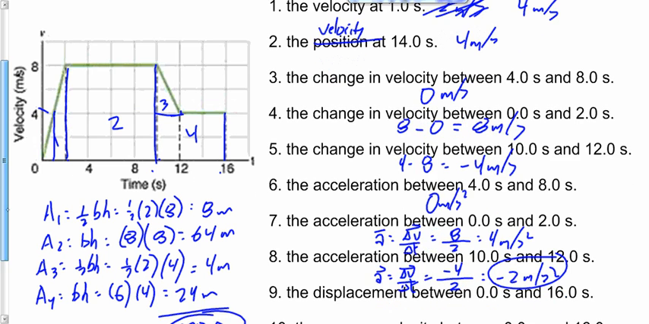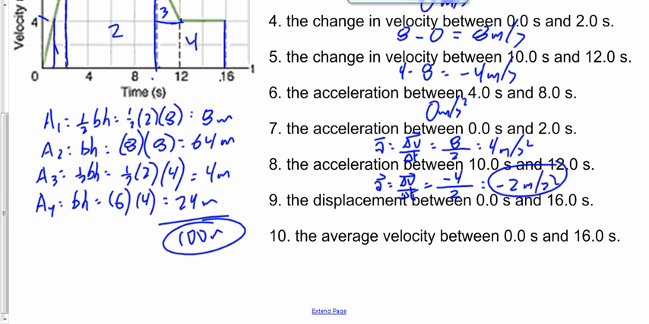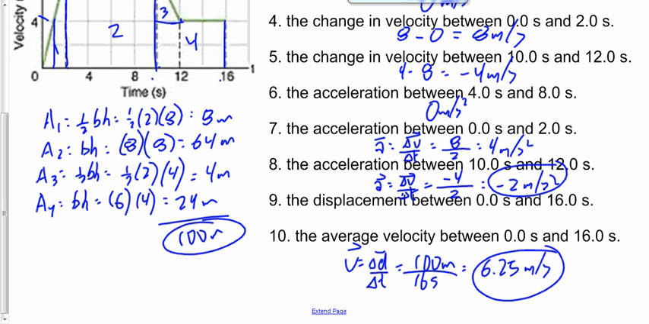Thank you. Last question. The average velocity between 0 and 16 seconds. How do you find the average velocity on a velocity time graph? How do you find the average velocity, anywhere, anytime? Yeah, change in position over change in time. We just found the change in position or the displacement. And the change in time is 16 seconds. So 100 divided by 16. Let's see here. You get 6.25 or 6.3 meters per second. Good.